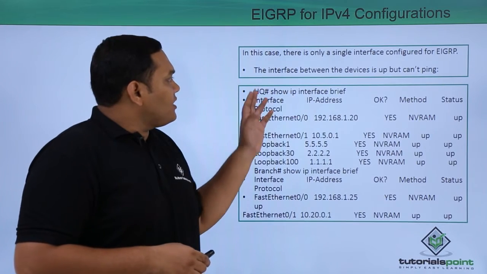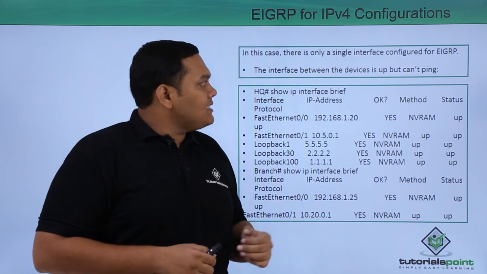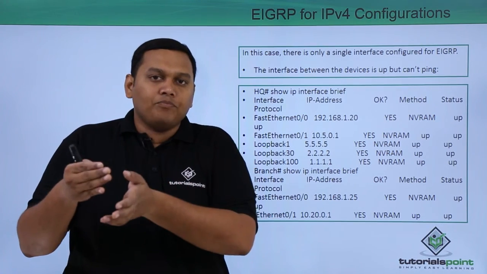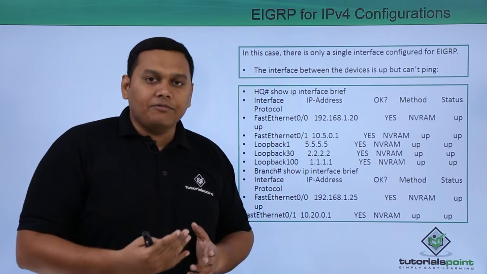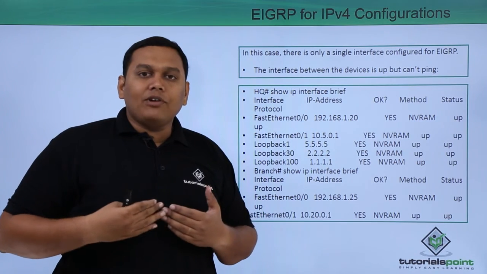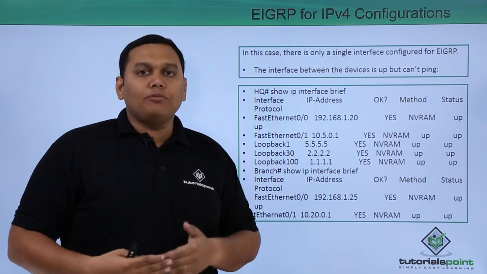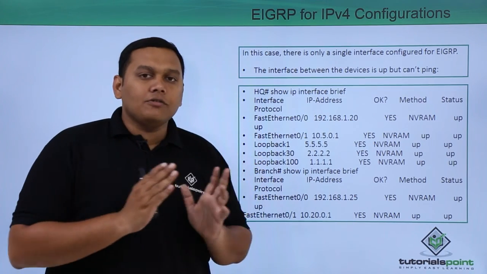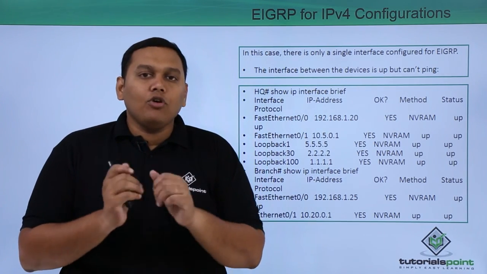Coming to the last one: the interface between the devices is up but can't be pinged. That means the interfaces are up but you are not able to reach the interface. Due to that, the traffic will not pass through that interface and you will face a problem with EIGRP. And these are the potential scenarios for EIGRP IPv4 configurations.